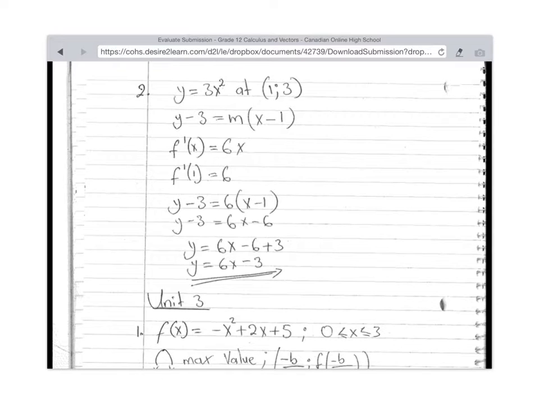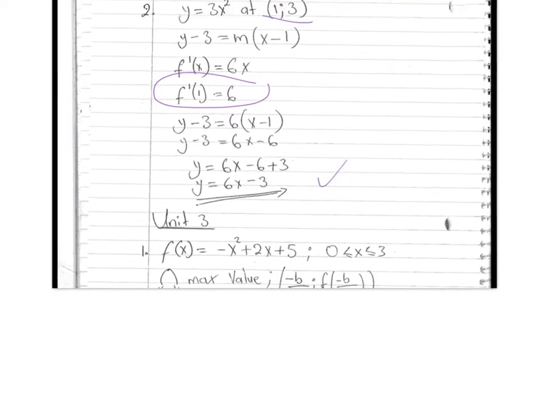All right, question 2, you've done that perfectly. That's great. You took your first derivative and got a slope of 6, and then you used your point to find the other points on the line for the y-intercept. That's great. Now, let's have a look at number 3 together.